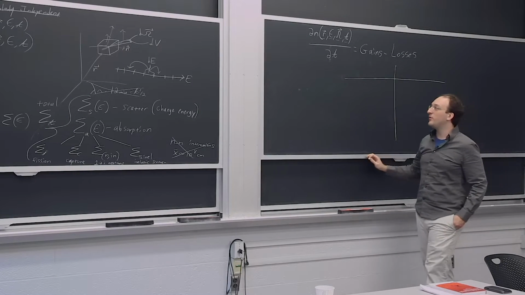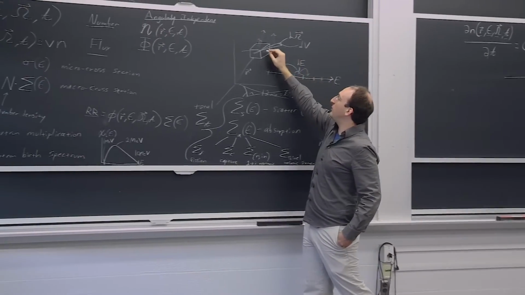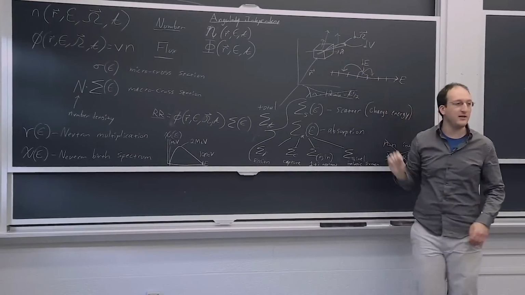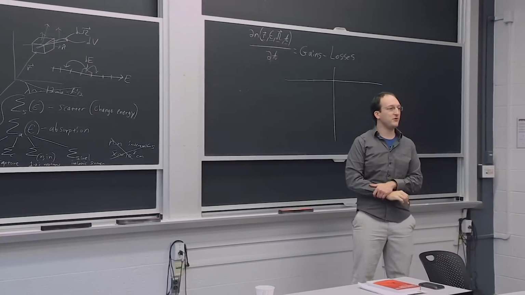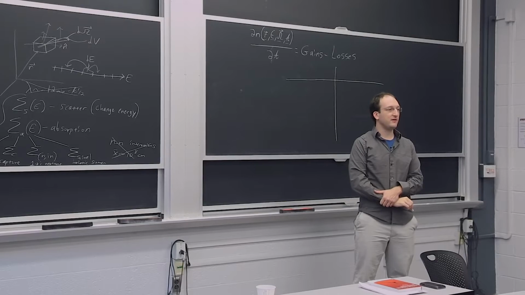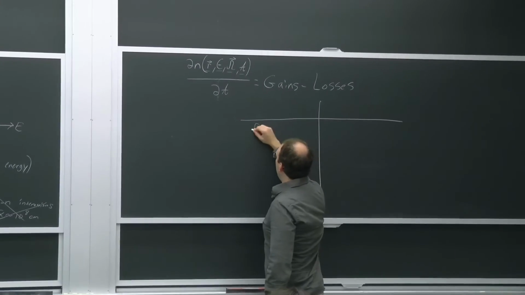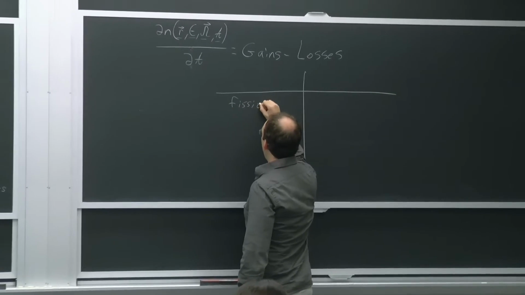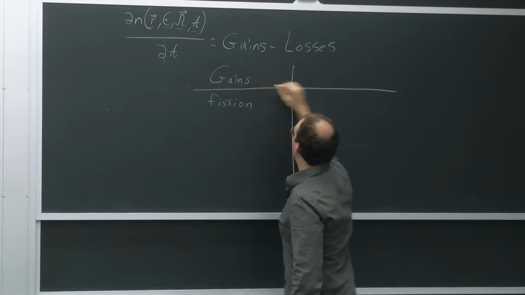So what are some of the ways in which neutrons can enter our little group of volume, angle, and energy? How are neutrons created? Yeah, Luke? From fission or neutron emission. From fission. Yep, so that's one big source. So we'll call this a gains. This is a losses.